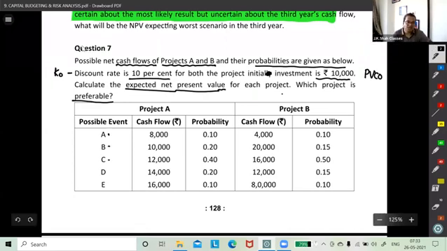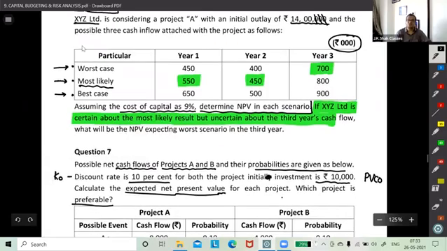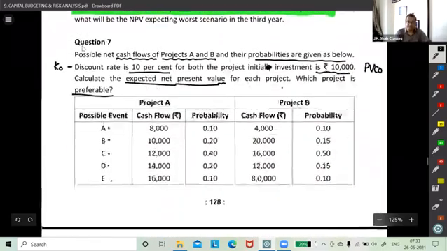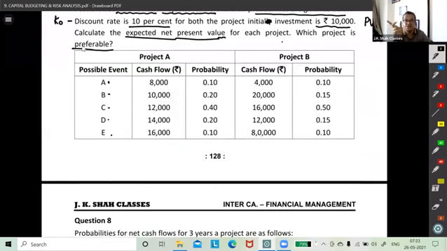One, two, three, four, five. There are five possibilities, like we had earlier. Worst case, most likely case, best case. Like that, there are five possibilities. If A, then the cash flow is 8,000. If B, then the cash flow is 10,000. If C, then the cash flow is 12,000. If D, it is 14,000. If it is E, then it is 16,000. And then the probabilities are also given: a 10% chance, 20%, 40%, 20%, and 10% chance of this happening. Right? Did you understand what I said?